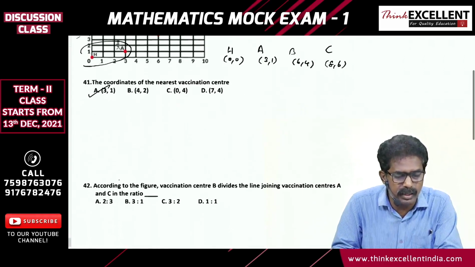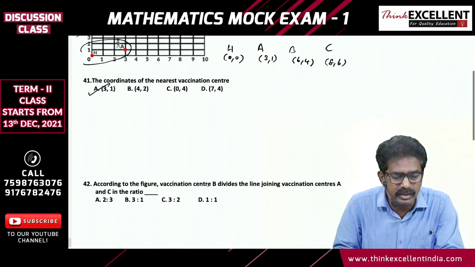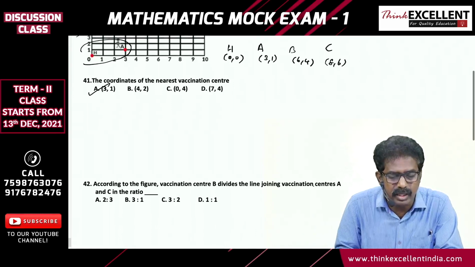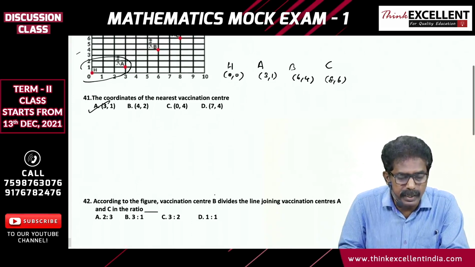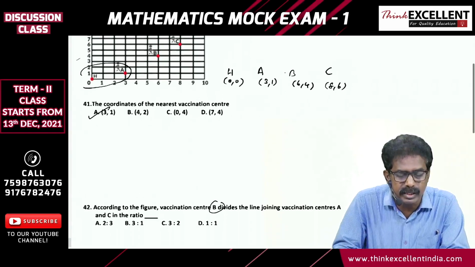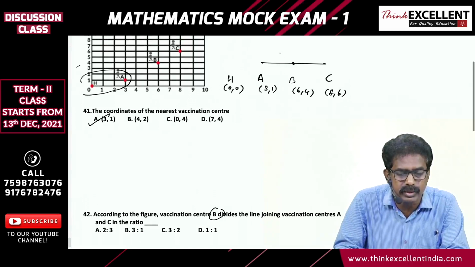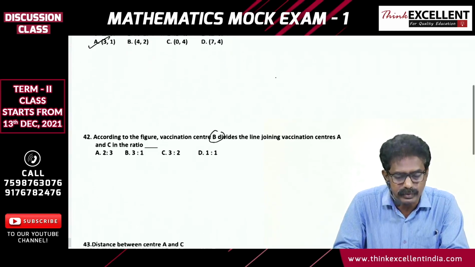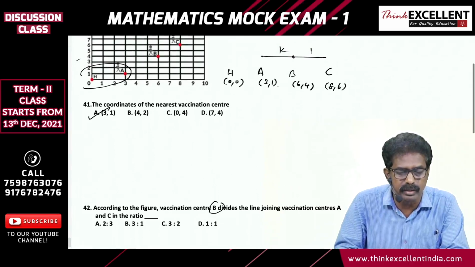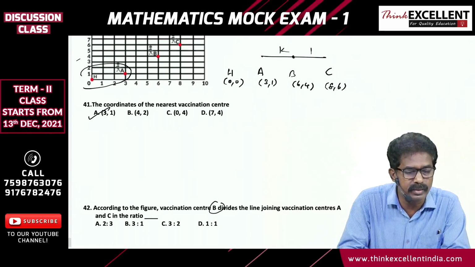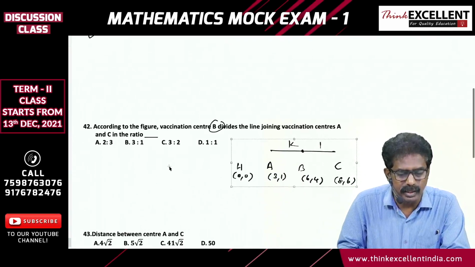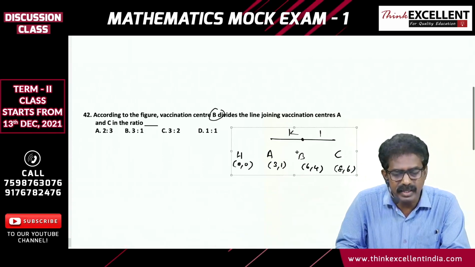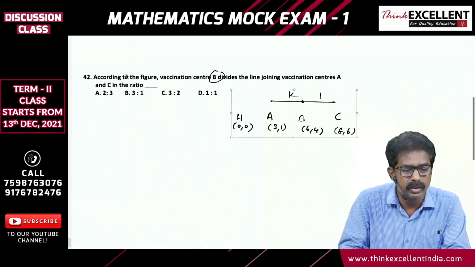See the second one, what they asked. According to the figure, vaccination center B divides the line joining the vaccination centers A and C in which ratio? B divides AC in which ratio? K is to 1 we take. Right? You know how to take that one. The section formula we use here, right? We take that same thing. Okay, now let us see. So they asked to find the ratio here, right? I'm taking K is to 1.